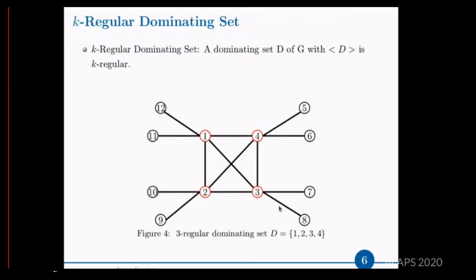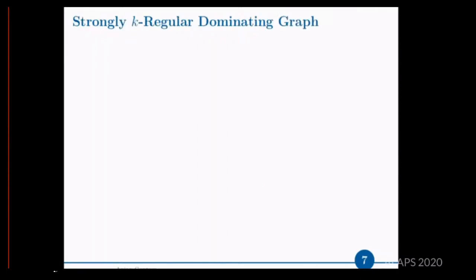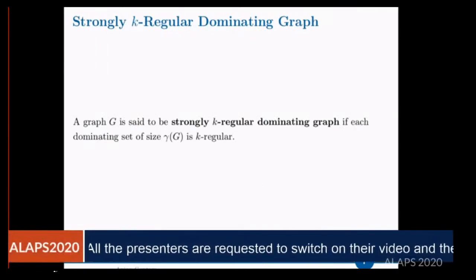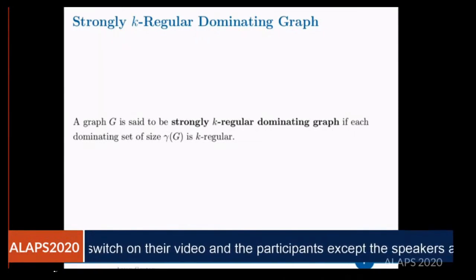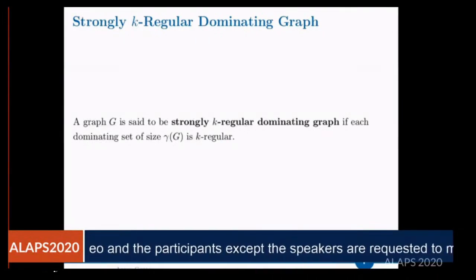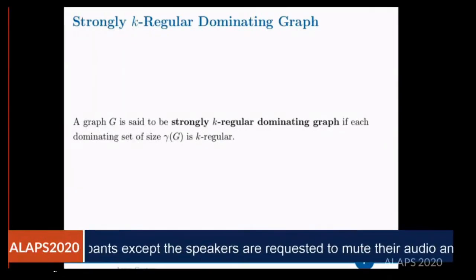Now when we draw the induced subgraph of this dominating set, it is going to be 3-regular. This seems interesting because this is the only minimum dominating set in this graph, with domination number 4, which is 3-regular. This motivates us to define a strongly k-regular dominating graph. A graph G is said to be a strongly k-regular dominating graph if each dominating set of size gamma(G) is k-regular. That is, every dominating set of size equal to the domination number gamma(G) is k-regular.